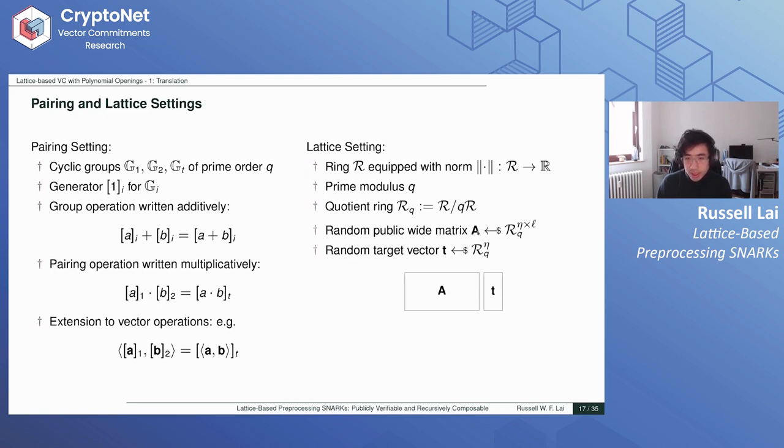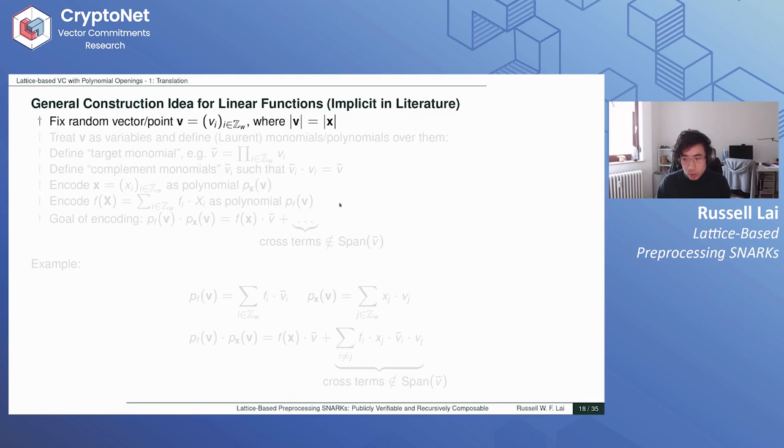This public matrix A is uniformly random and it has a wide shape. And the vector T, which we call the target vector, is also uniformly random and it is as tall as A. So next, let me give you a general blueprint, which is implicit in the literature, of how we can construct a pairing-based VC for linear functions.